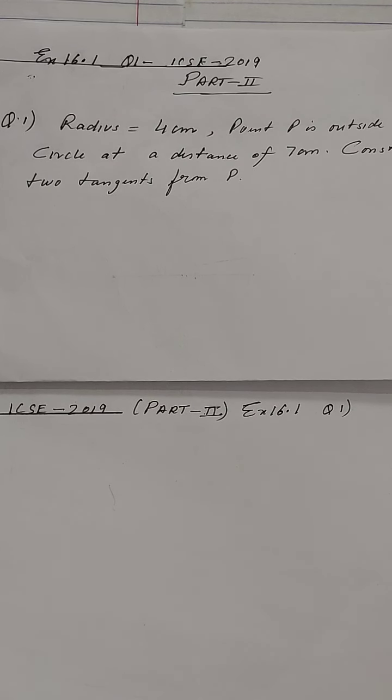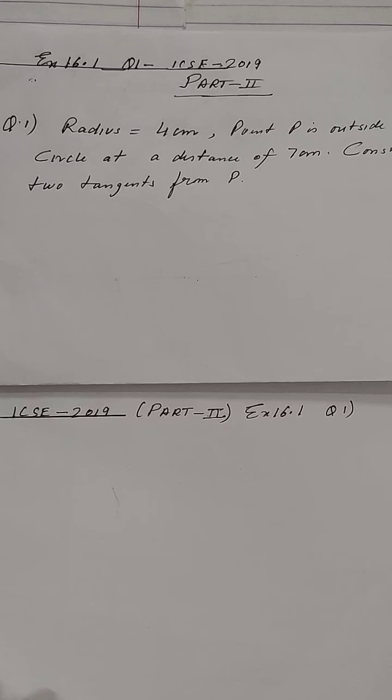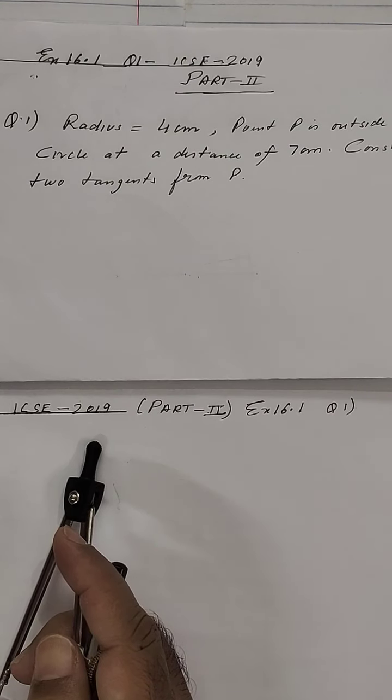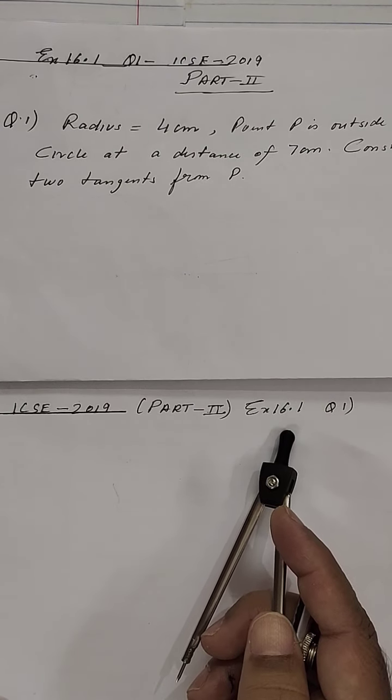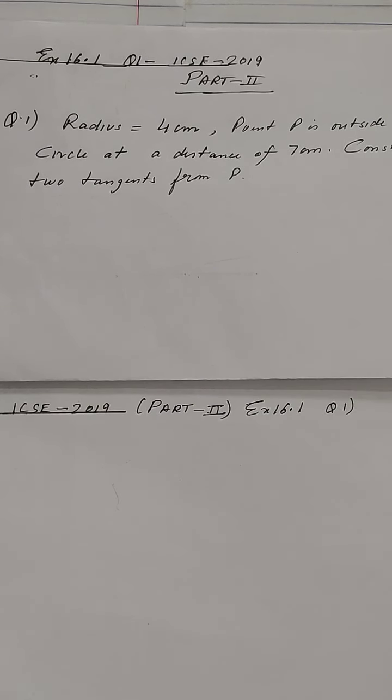Hello children, this is part 2 of our video lesson on construction. In part 1 you have seen how we have drawn two tangents from an external point to the circle. One solved example I did, this one unsolved example I am doing from Amit Agrawal's book, exercise 16.1, question number 1, which is ICSE 2019.